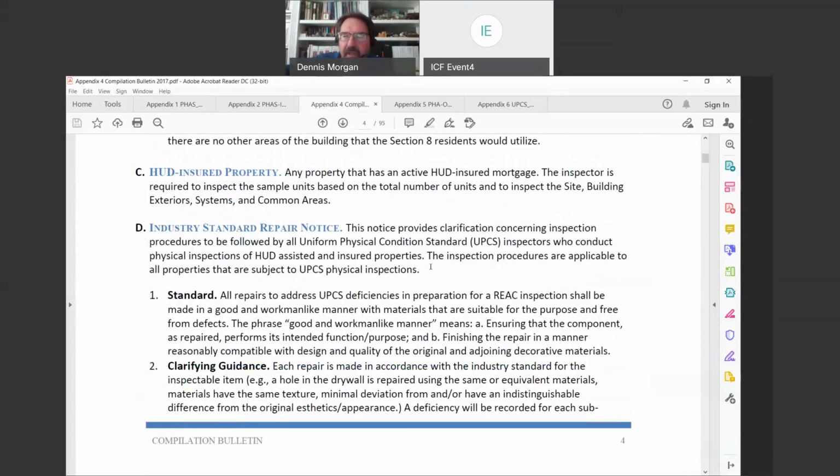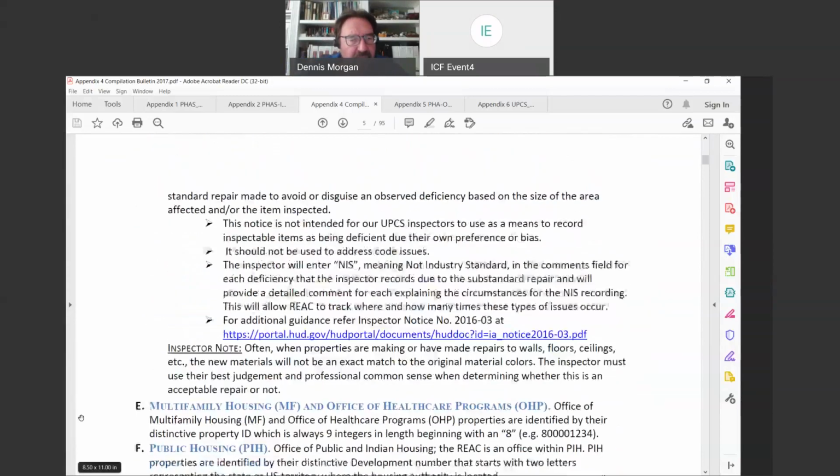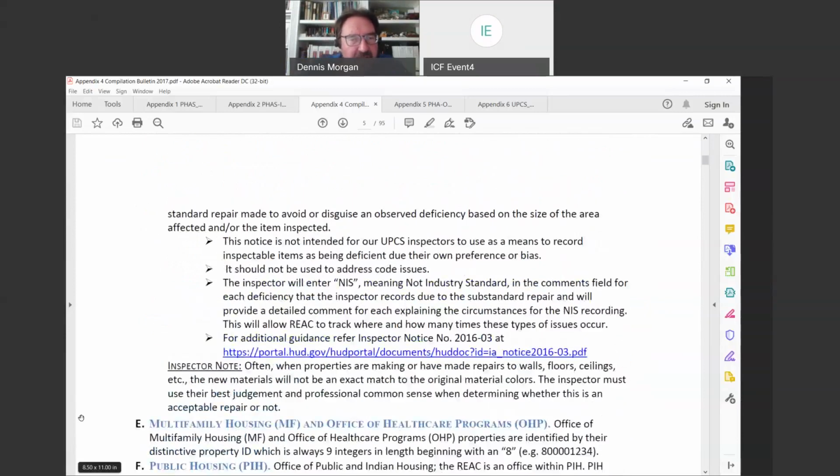In other words, they look at the repair, making sure you're using good industry standards on the type of repairs that you're making. And so it's saying that if they see these items, they will still record it. And they also enter what's called an NIS, a non-industry standard. And a non-industry standard will take away points from your scoring system, even though a repair was made.